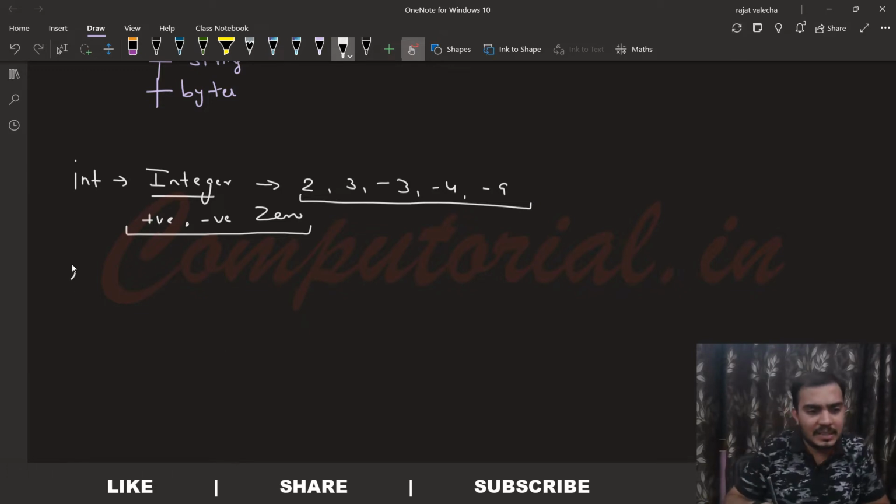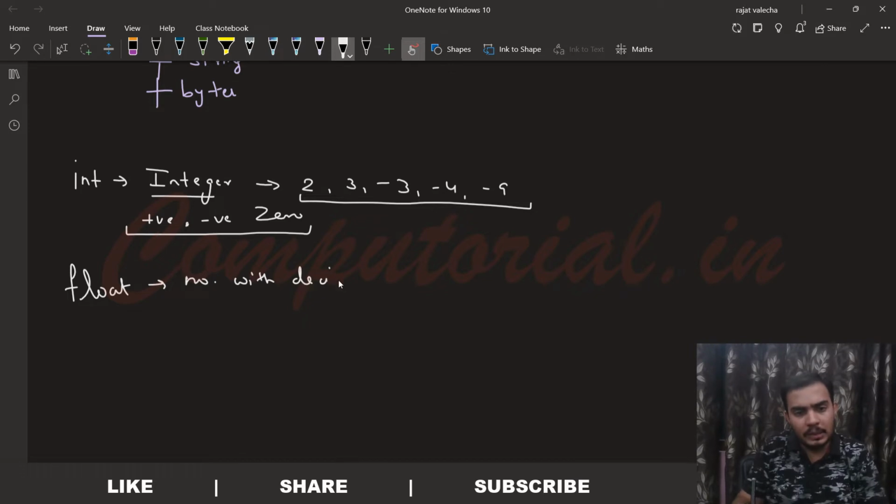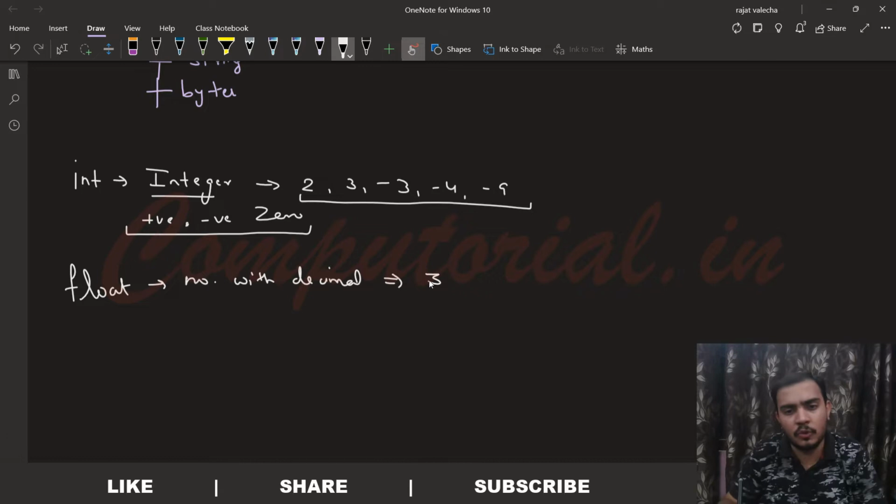The second categorization that we have, which is important, is float. Float means numbers with decimal value. Decimal value here simply means, let's assume we have the value of pi, 3.14, or gravity, 9.8, and similarly we have n number of terms in mathematics or in physics or in chemistry where we use these kinds of numbers with decimal places.